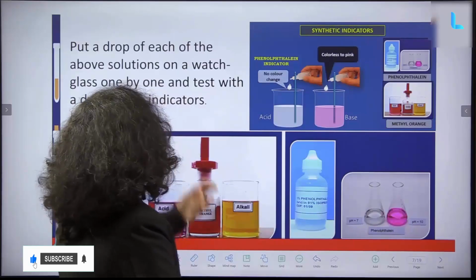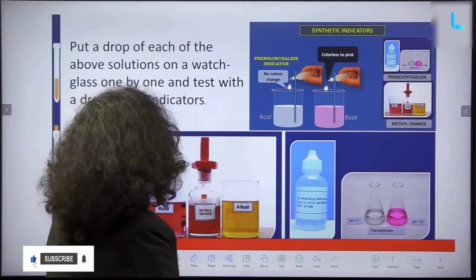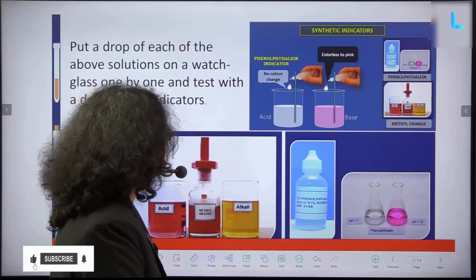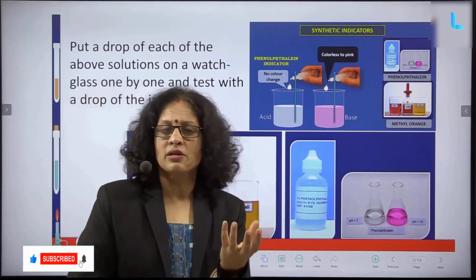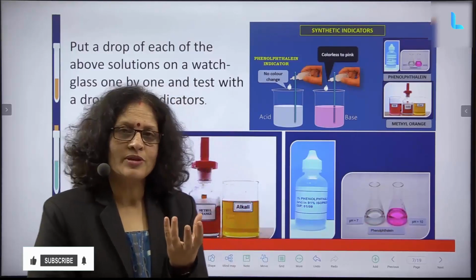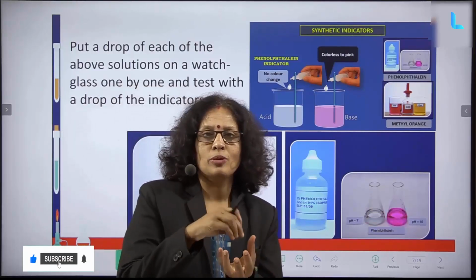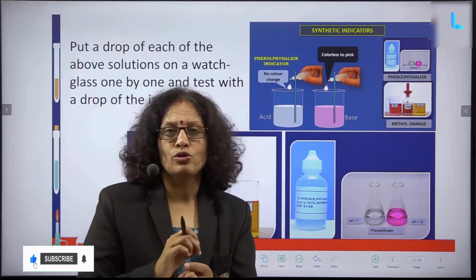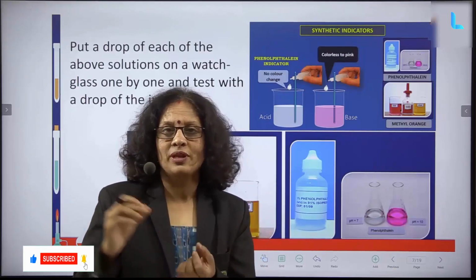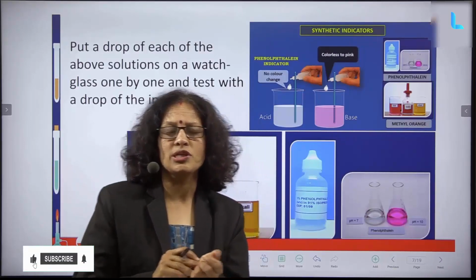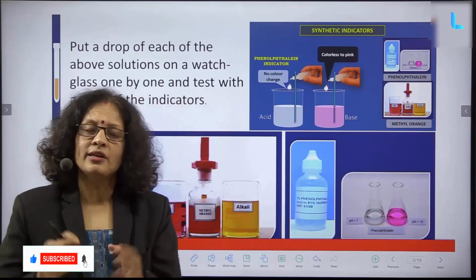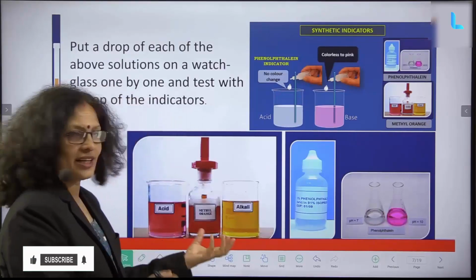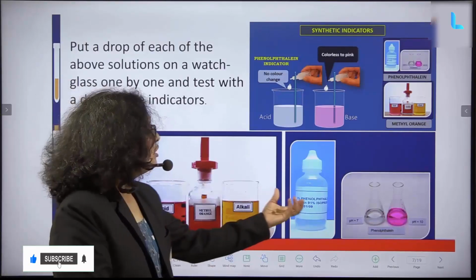Now here, put a drop of each of the above solutions on a watch glass one by one and test it with a drop of the indicator. Watch glass means it will be like a glass plate kind of thing. You will observe it in your labs. A few drops will be added along with 1 or 2 drops of indicator, and each one, like we have seen in the list of acids and bases, will be tested like that and you observe the color change. That is our experiment.